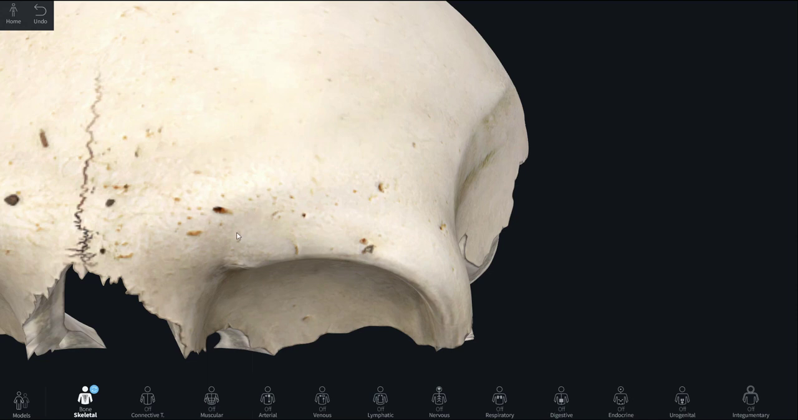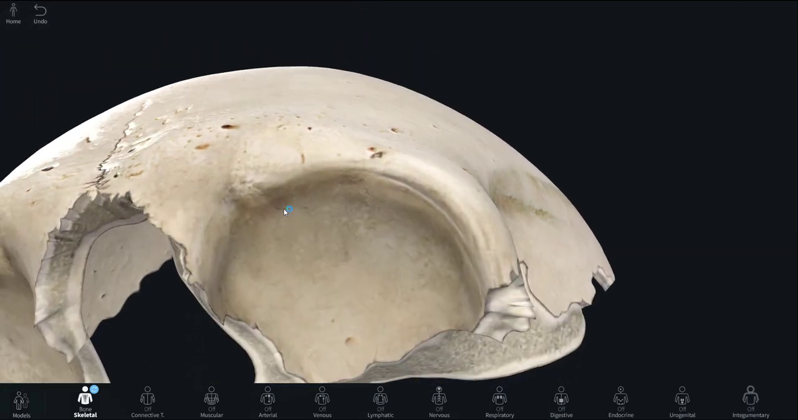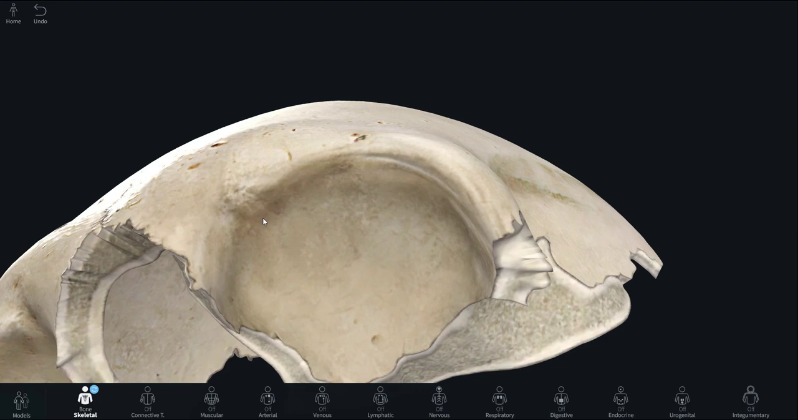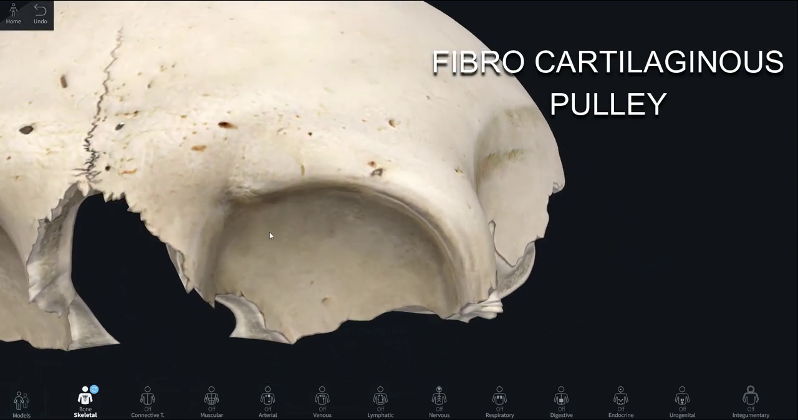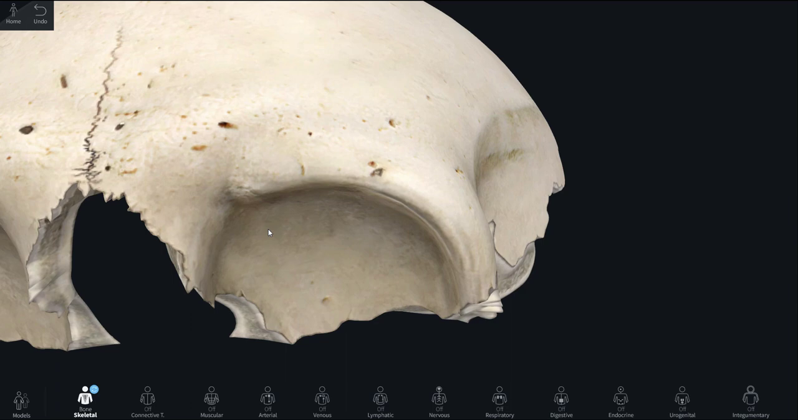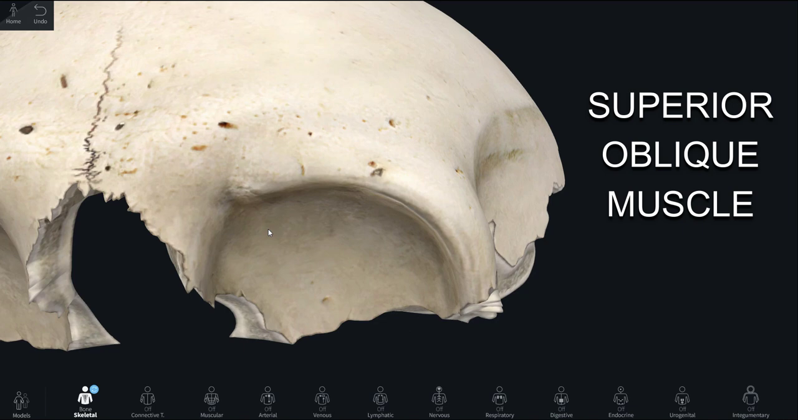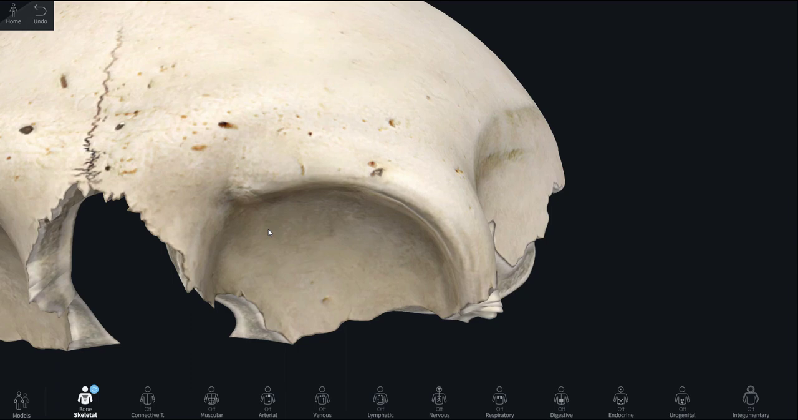Also, anteromedially there is another depression. It is not very prominent over here. Anteromedially there is another depression, and it actually gives attachment to what we call a fibrocartilaginous pulley, through which the tendon of the superior oblique muscle of the eyeball will acutely change direction.